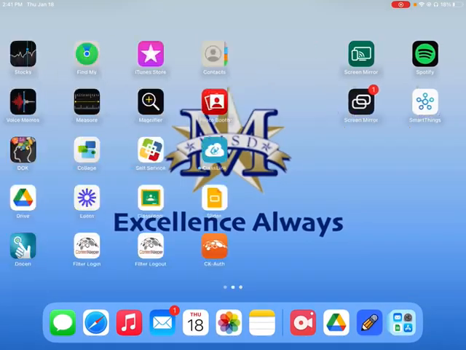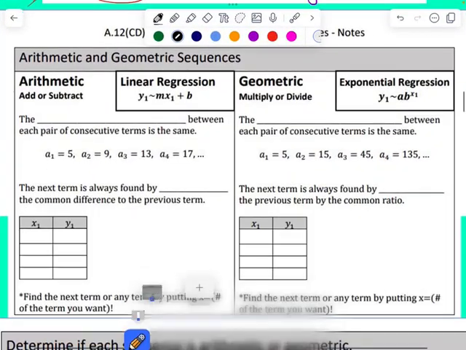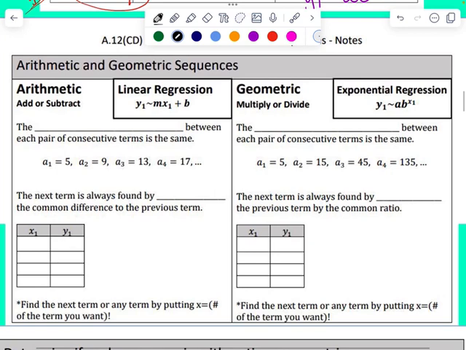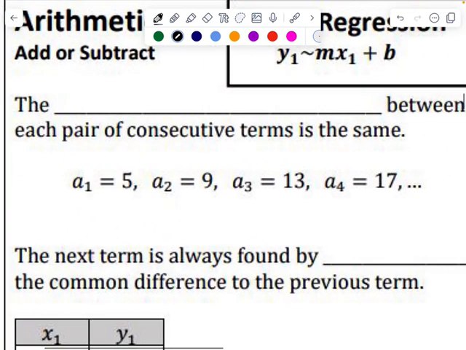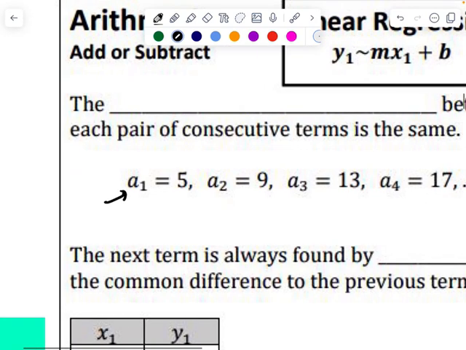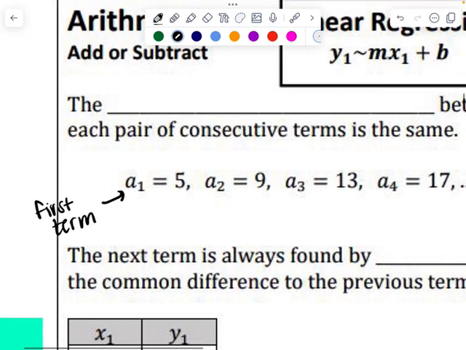So today we are talking about sequences. A sequence is essentially when you have numbers in a line and you want to figure out some sort of connection between them, right? So if I'm talking about the numbers right here on the first example, 5, 9, 13, and 17, these are my terms. So a sub 1 is how I would read that. And this is essentially your first term. So my first term is 5.